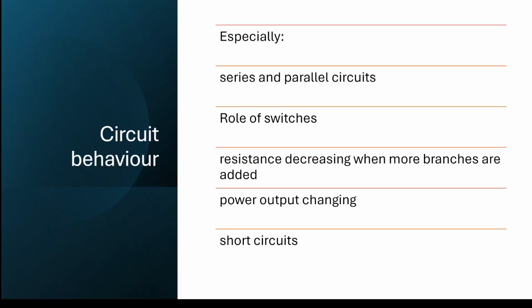Okay, now the role of switches. Why do we have switches? Switches are for disconnecting the circuit, for stopping the flow of current. When you have more branches added, in parallel the total resistance always decreases. The more branches you have, the less the total resistance, and hence the higher the current.